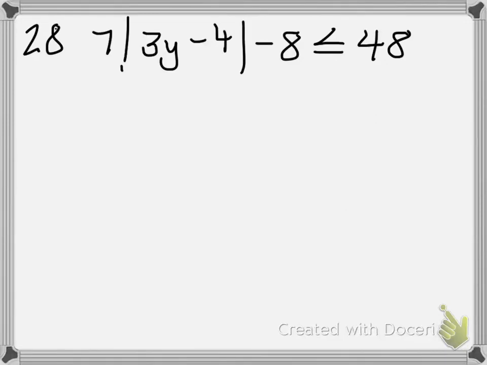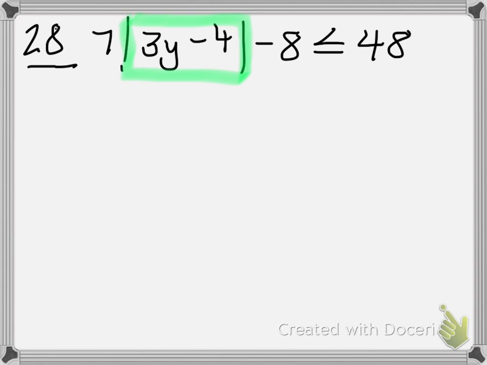Oh, things escalated very quickly on number 28. Not only do we have a lot of stuff going on here, but we also have an absolute value inequality, rather than an absolute value equation, which changes things just a little. So first things first. There is my absolute value part of the equation. It is not by itself.